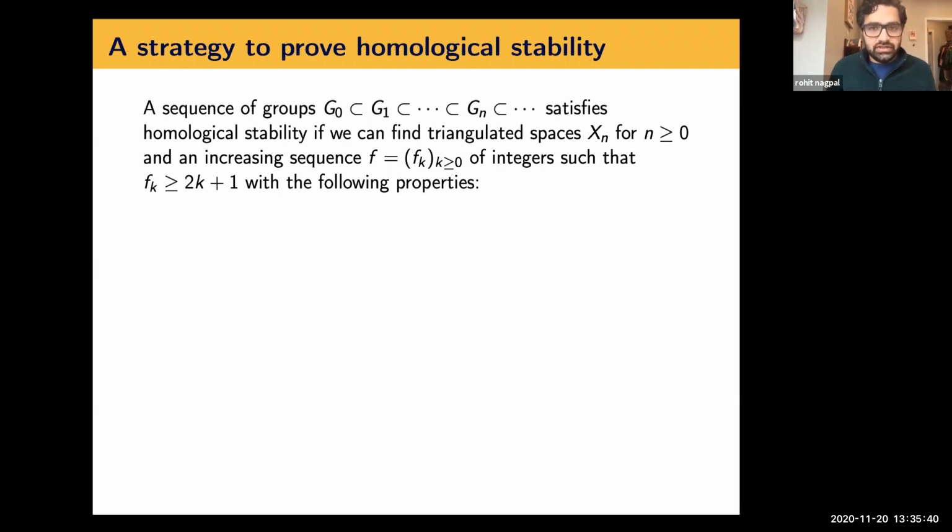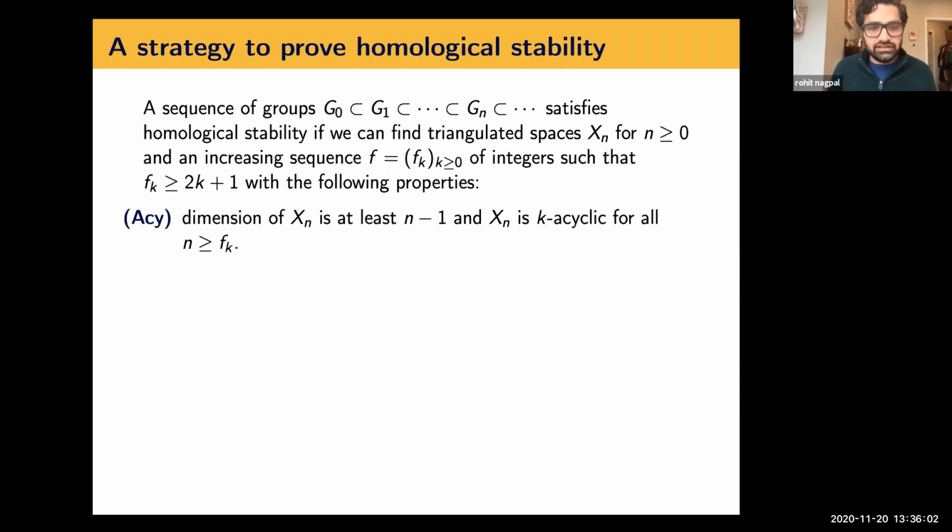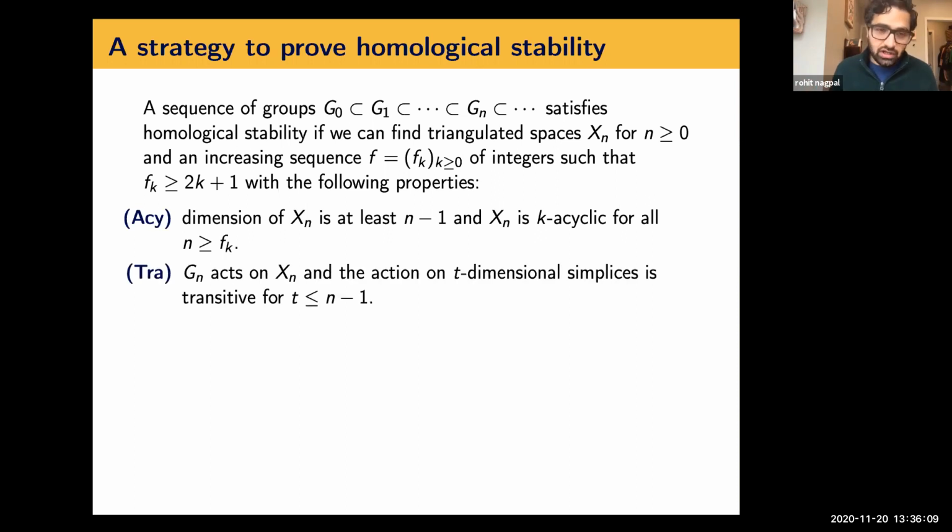So let's take a sequence of groups, and we want to show homological stability for them. We can do that if we can find some triangulated spaces Xn for each n, and an increasing sequence of integers which grows at least faster than 2k plus 1, with the following properties. The first is the acyclicity. We want the triangulated space Xn to be highly acyclic. Second is that we want the group Gn to act transitively on low dimensional simplices.